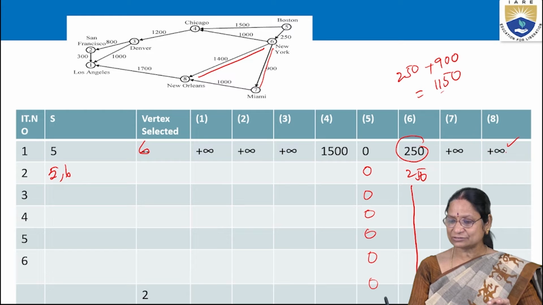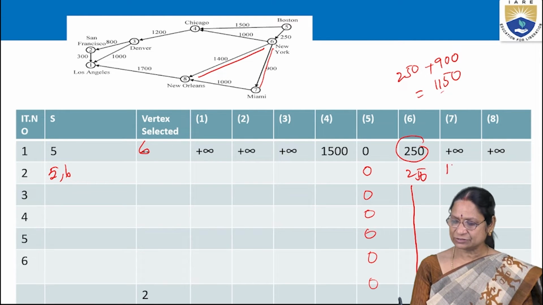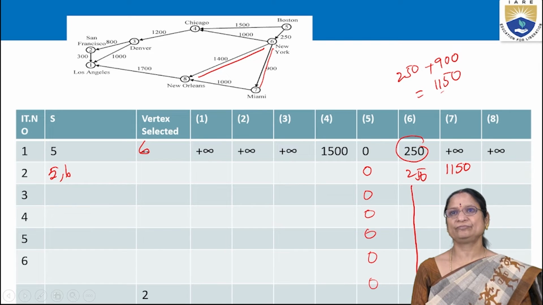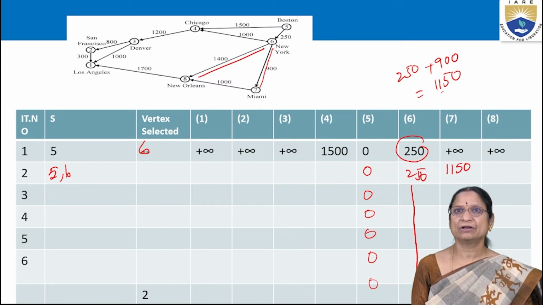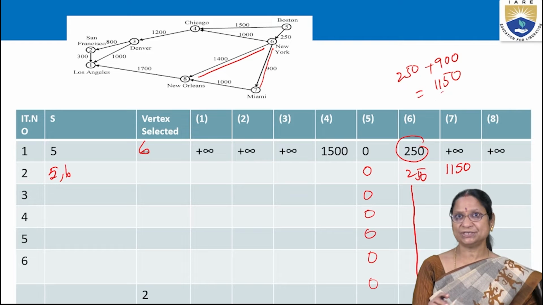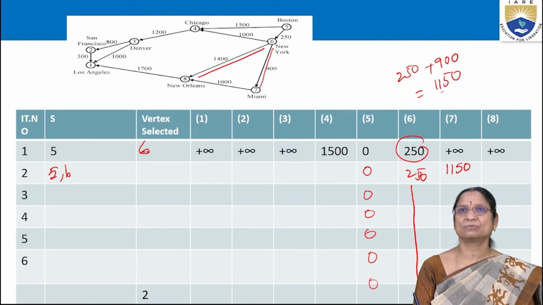What is the estimated cost of 7? The estimated cost of 7 is already infinity. Infinity is more than 1150, so we can update it with 1150. Second iteration. What is another edge? For each edge we have to consider this relaxation process.